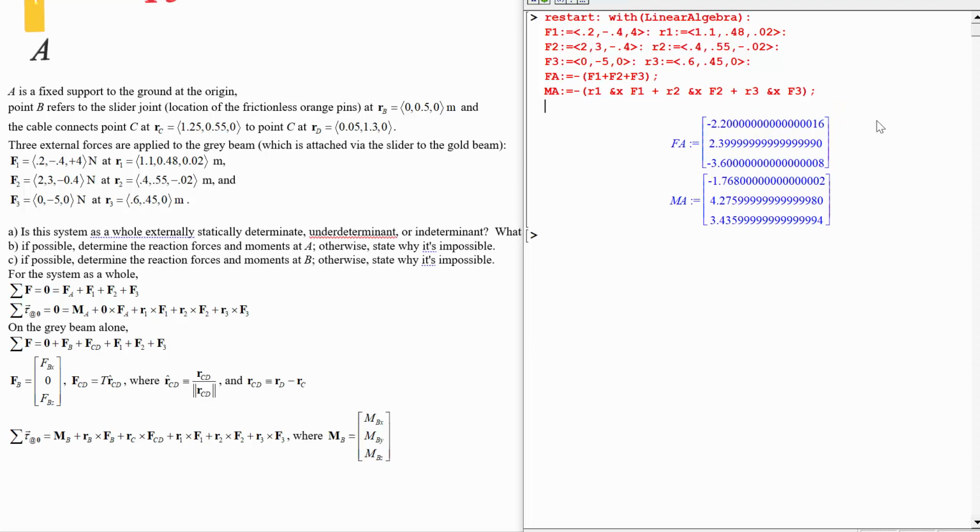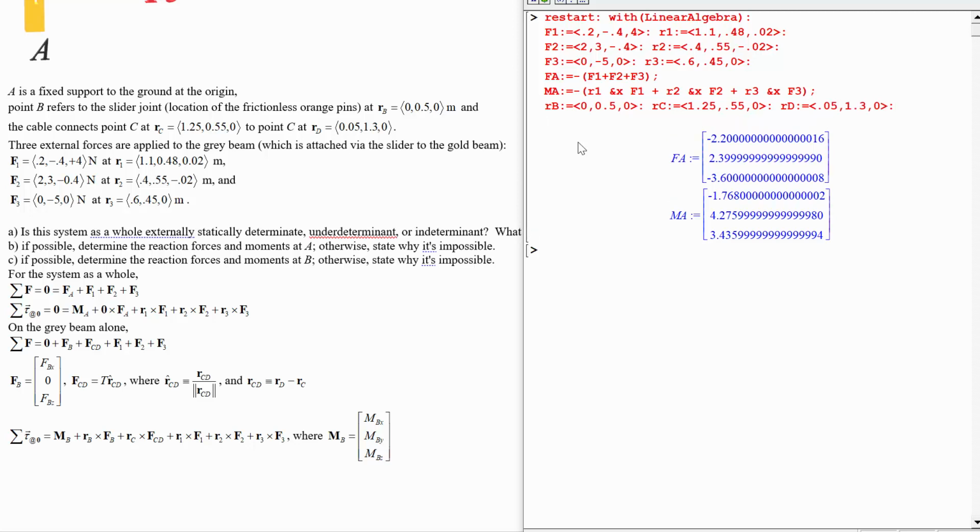We can do this in a couple of stages. First, let's put in the new coordinates that we didn't need to put in before. RB is 0, 0.5, and 0. RC is 1.25, 0.55, and 0. And RD is 0.05, 1.3, and 0. Okay, so then the force equation. Oh, let's first put in the variables. FB is equal to FBX, 0, FBZ.